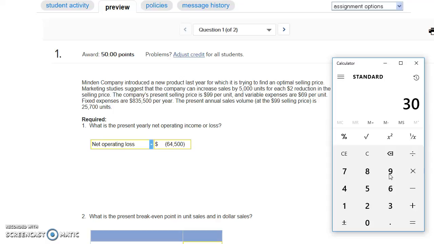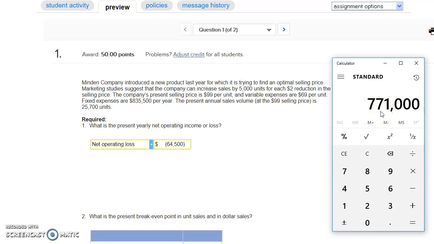My contribution margin is what contributes to my fixed expenses. Once those fixed expenses are paid for, it also contributes to my net income. So $30 for each bicycle, or whatever it happens to be, is going to contribute to my fixed expenses. I'm going to take that $30 and multiply it by that 25,700, which is what we happen to be selling this year.